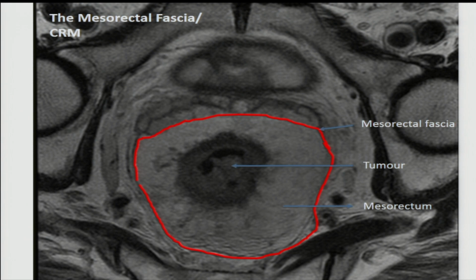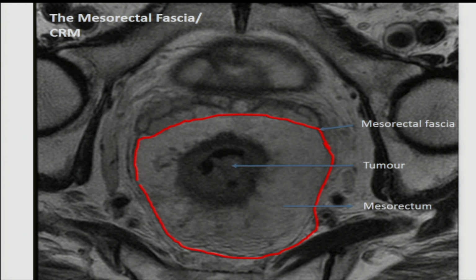So this is a T2 weighted image. We can very clearly see now on these images, and most of my colleagues too that will study these images beforehand can at least identify the mesorectal fascia. Now it's important at this stage to differentiate what we call the circumferential resection margin from the mesorectal fascia. The mesorectal fascia is an anatomical boundary that surrounds the mesorectum.